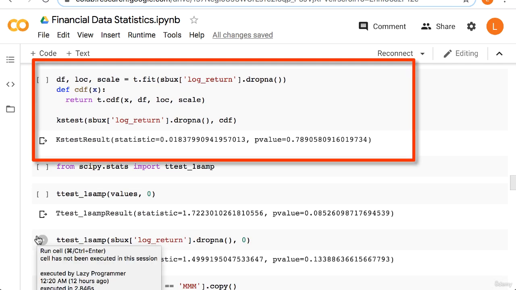In the next block of code, we do the same test, but on the log returns. Again, we obtain a similar result. We cannot reject the null hypothesis that the data comes from the t-distribution.